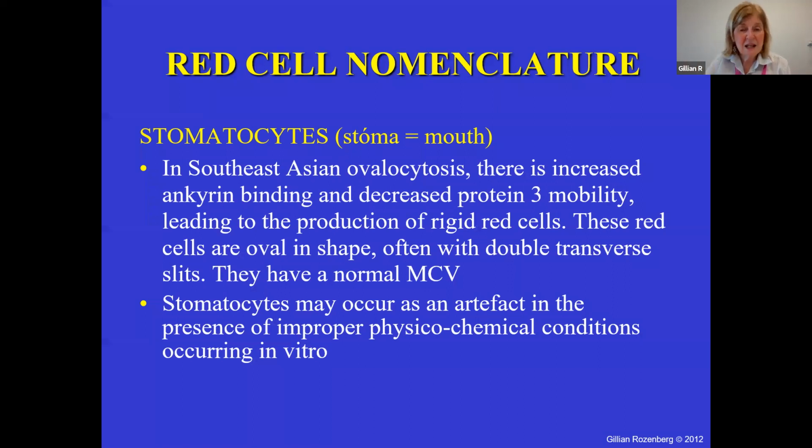So in Southeast Asian ovalocytosis, there's an increased ankyrin binding and decreased protein 3 mobility, leading to the production of very rigid red cells. These red cells are oval in shape. They often have double transverse slits, and they have a normal mean cell volume. Stomatocytes may occur as an artifact, so that's something to be mindful of. And when it does, it's usually in the presence of improper physico-chemical conditions occurring in vitro.